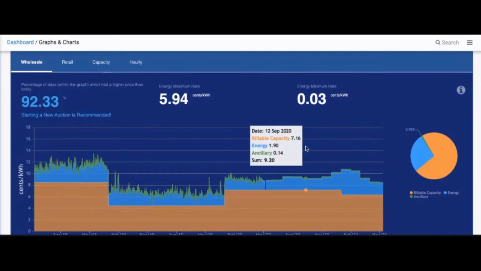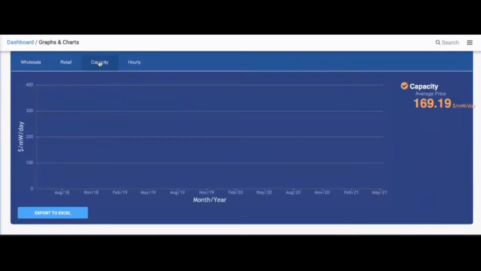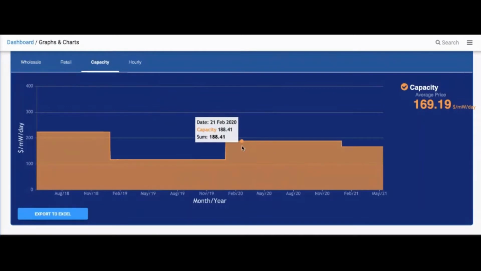What you want to do, first of all, is go to the capacity chart, which is the most important one. Everything else is straightforward. Capacity, this is the capacity prices for PJM. It's been $223 up to 2019, and then moved to $116, and now it's $188.41, and then projected to go down to 166, and those are dollars per megawatt per day.